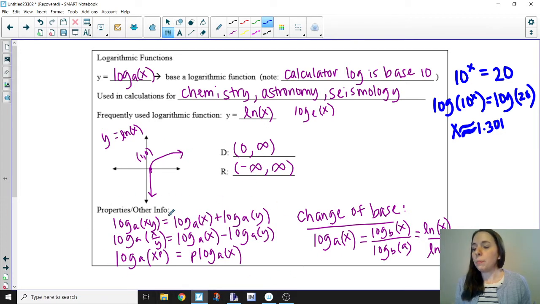Finally, down in the properties and other information, I did put some properties of logs that are helpful at times, especially when simplifying. We don't really use these that often. I really like the power property of logs in particular. It reminds me of the derivative power rule. It can easily explain, for example, why log base 10 of 10 to the x is equal to x. And one that we will use in one of the proofs in this video is the change of base rule for logs. I'll point that out when we get there.